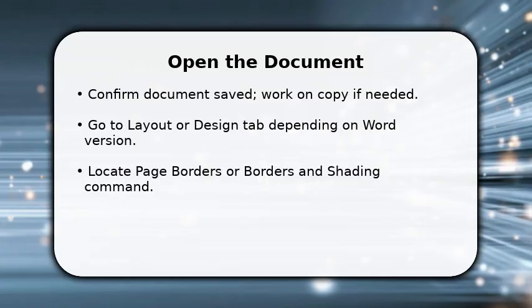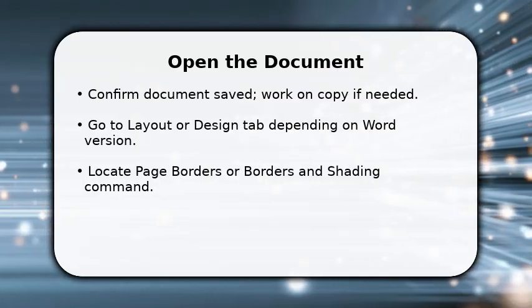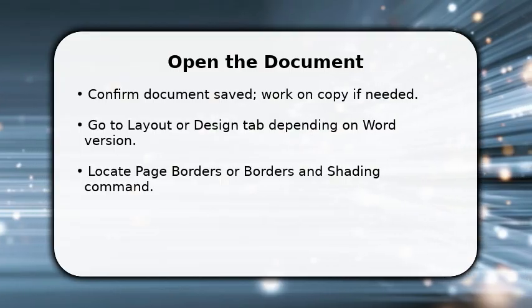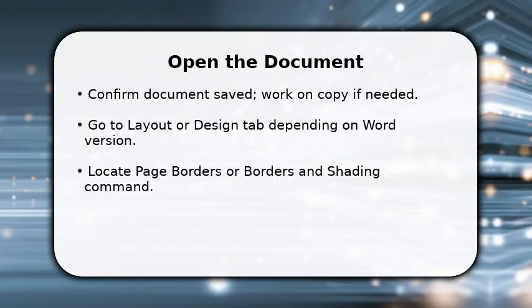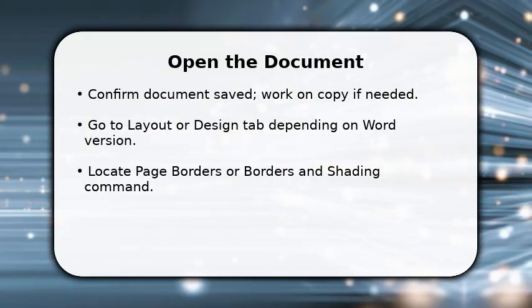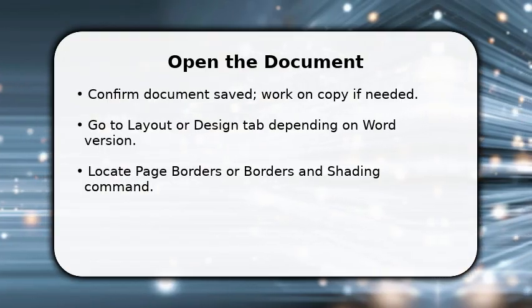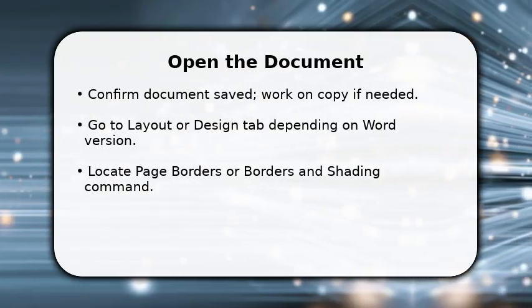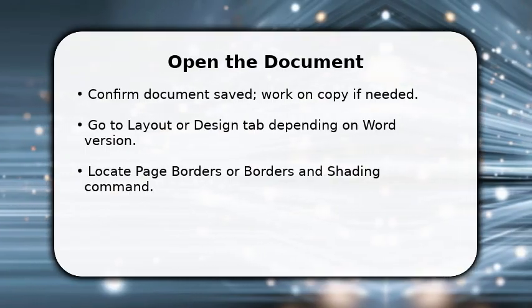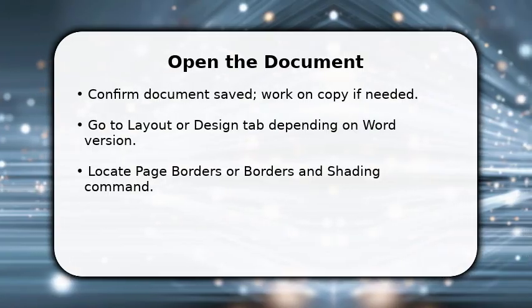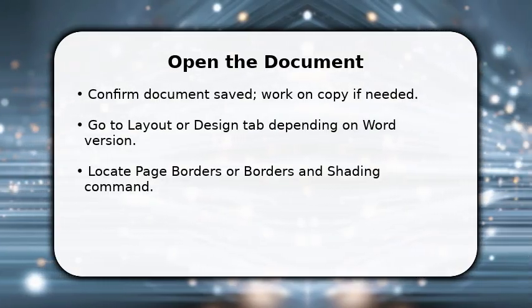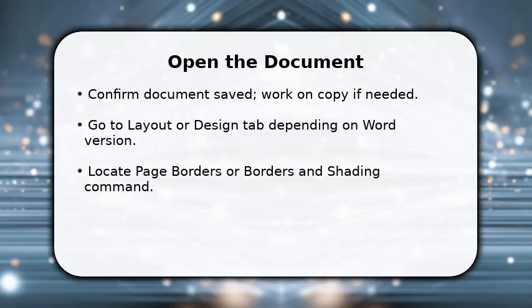Enjoy the video. You open the file and start removing the page border now. First, make sure the document is saved and you're working on a copy if the file is critical. Then go straight to the Design tab in recent Word versions or Layout in older builds and find Page Borders or Borders and Shading. This step locates the border control where Word stores the style, width, and application scope. Once done, you're ready to switch to the removal action in the next step.